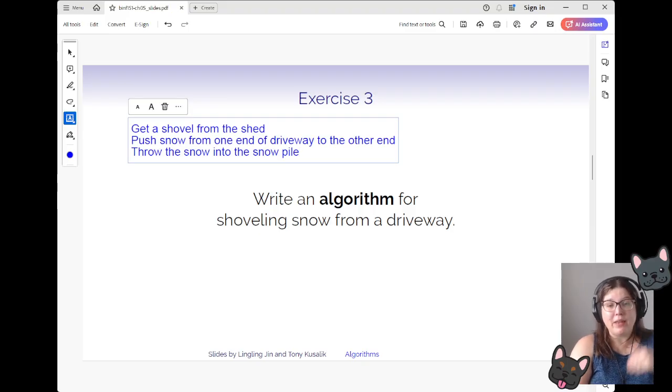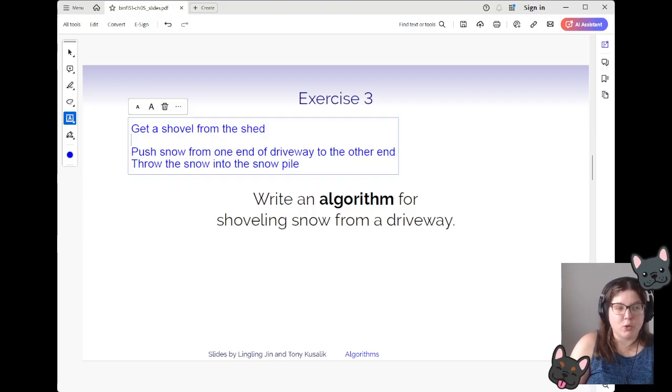But we want to do that action of pushing the snow from one end of the driveway to the other end and then throwing it on the pile multiple times. So we need a way to indicate that we need to continue to do this until we reach that done state where there is no snow on the driveway. And so one of the mechanisms we can use is that control statement.